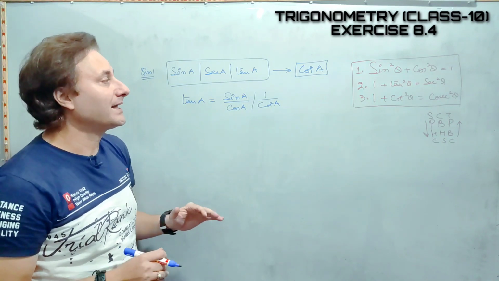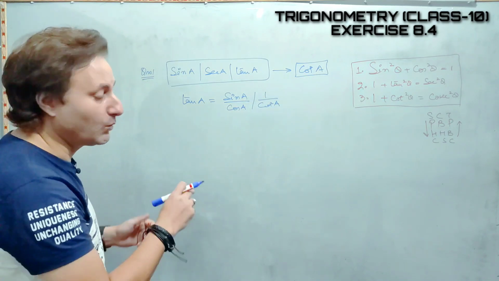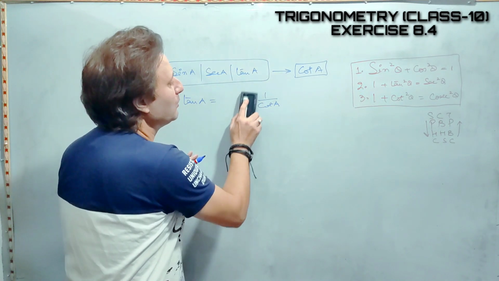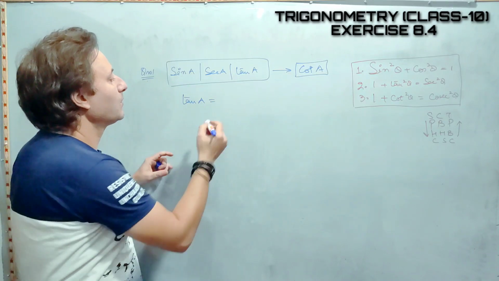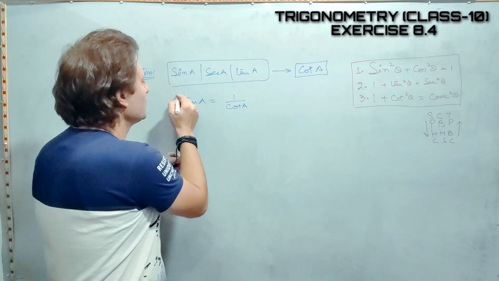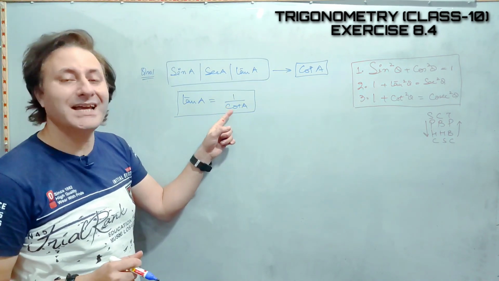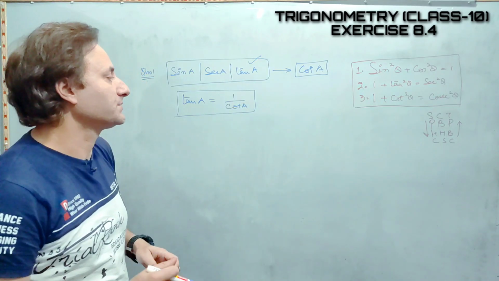Now what is the question asking me? The question is asking me that I need answers in cot. So I will wipe this one off, and I will just keep here 1 upon cot A. So I'm done with tan, because the question was asking me to get the value of tan in terms of cot. So I'm done with this.